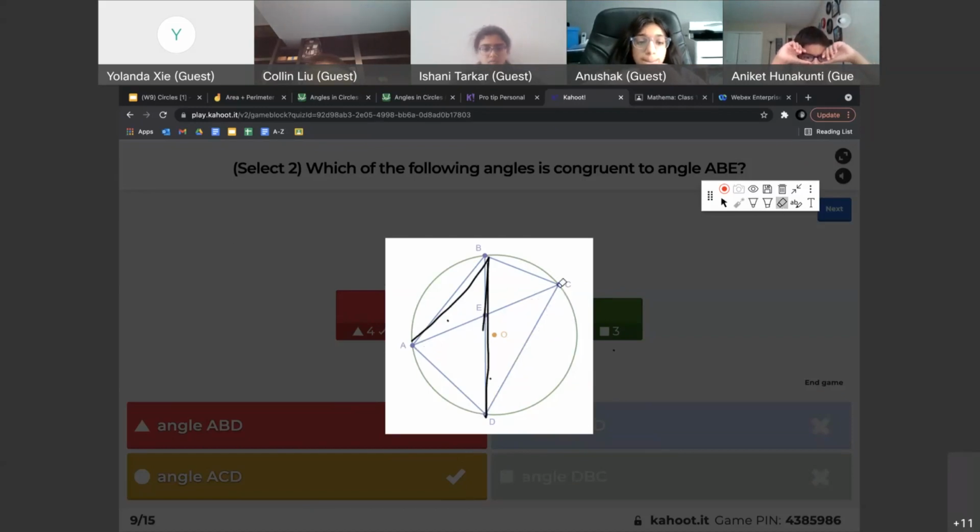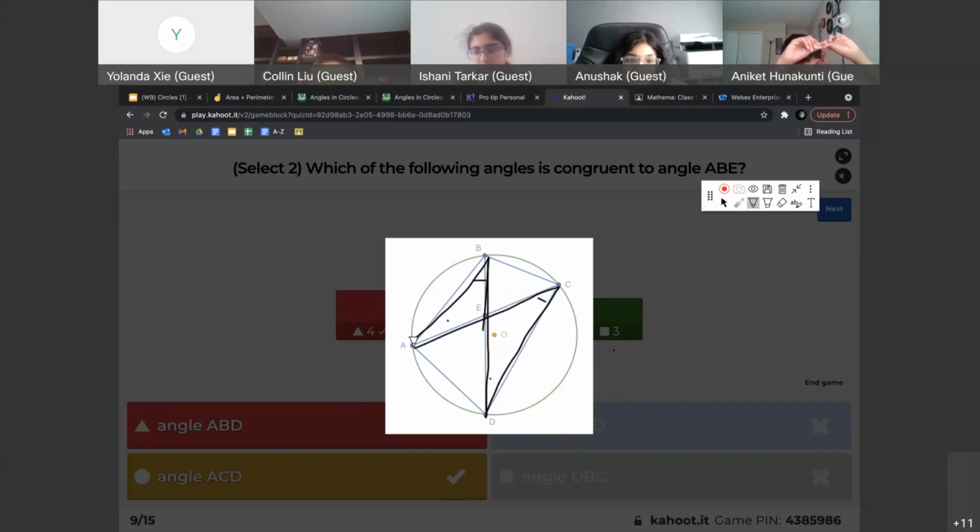So you know that ACD and ABD are going to be the same because they're inscribed angles that share this arc right here. And ABE is also going to be equivalent.